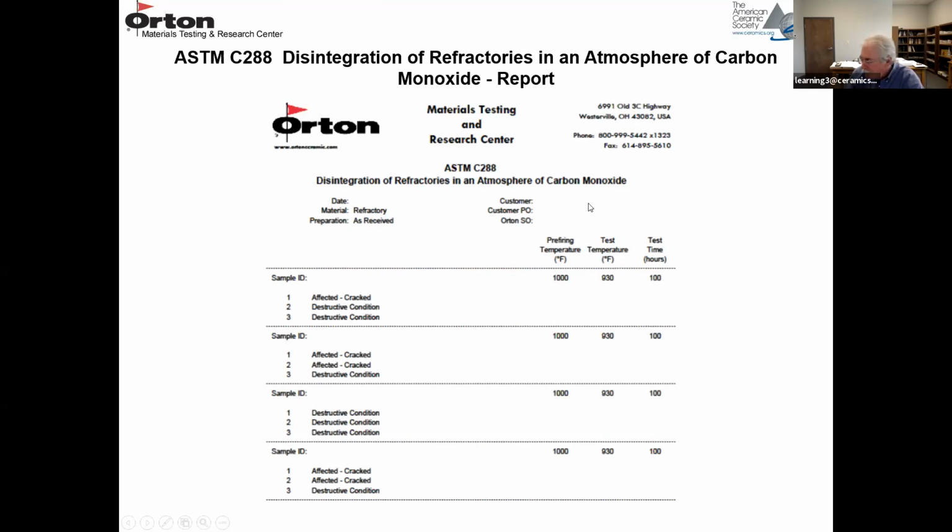So this is what a test report looks like. Again, I delete what's up there, so all I know is a refractory. I don't know what type. But this one was pre-fired at 1,000. So it was probably a castable. The test temperature was 930 and the test time was 100. And there are 4 different samples here. None of these samples did very well. They're all affected, cracked, or destructive. So that's the way they were rated. None of them in this particular test did very well.